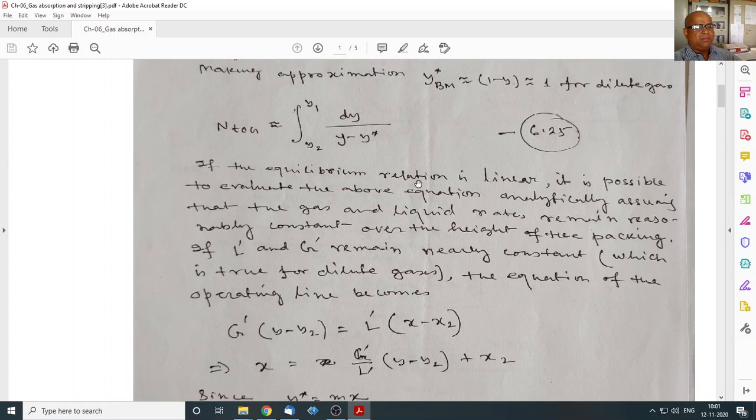If the equilibrium relation is linear, it is possible to evaluate the above equation analytically, assuming that the gas and liquid rates remain reasonably constant over the height of the tower. So this is true because when gas flows there will be some change, let's take ammonia, 1% ammonia is in the gas and it is going to the liquid water. So some flow rate will be changed, but if you consider 1% only, it will change only slightly. So that's when you can consider that the gas flow rate is constant.